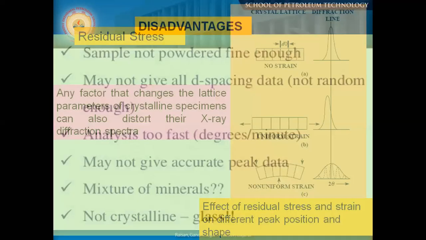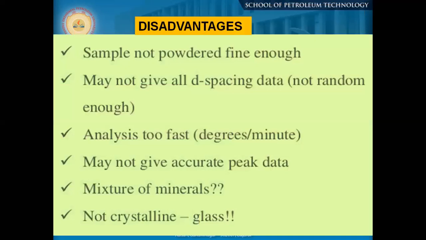Okay, so what are the disadvantages? I just told you when we were discussing. If your sample is not powdered fine enough, it may give wrong d-spacing data. If you are doing the analysis too fast, and your time and your step are not properly managed, it may not give accurate peak data. A mixture of minerals may sometimes disturb your data anyway. And if you don't have any crystalline phase in your samples, that cannot give a pattern.